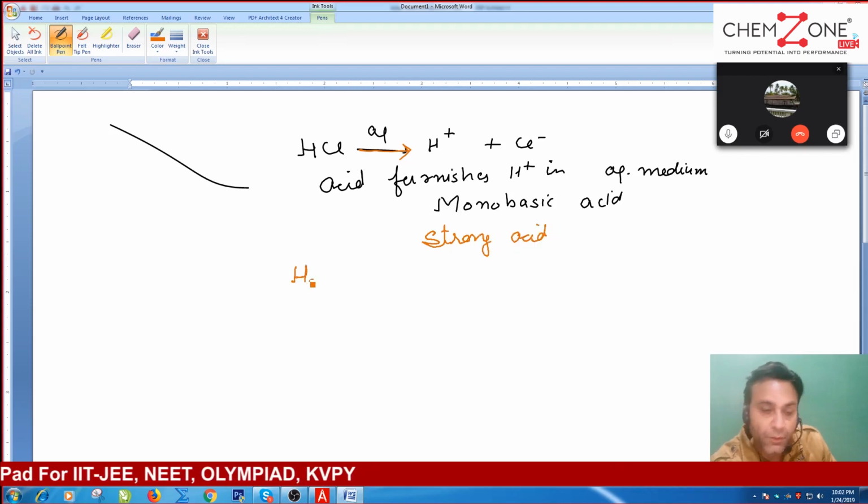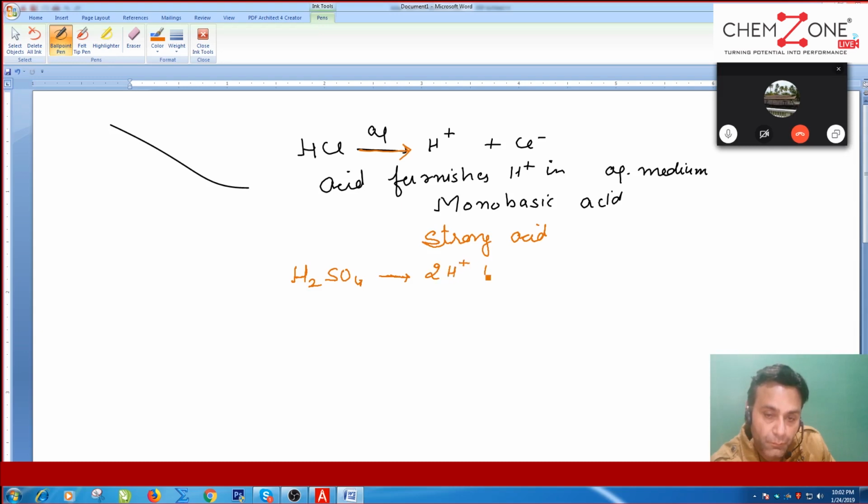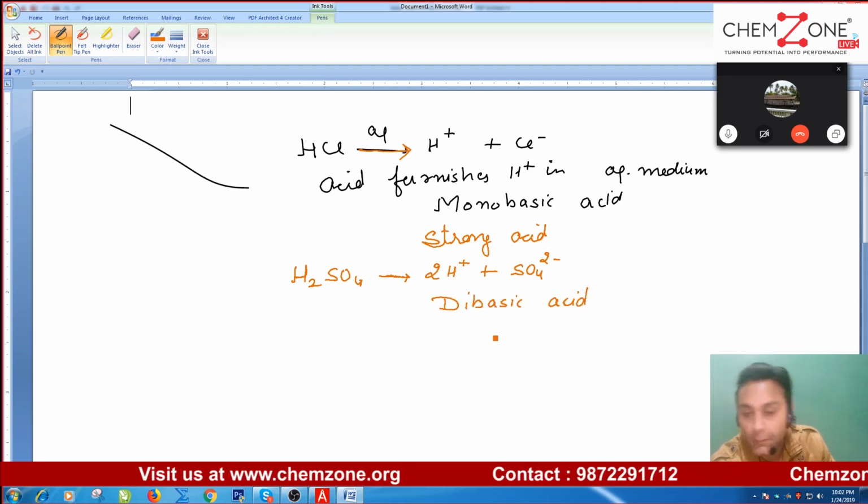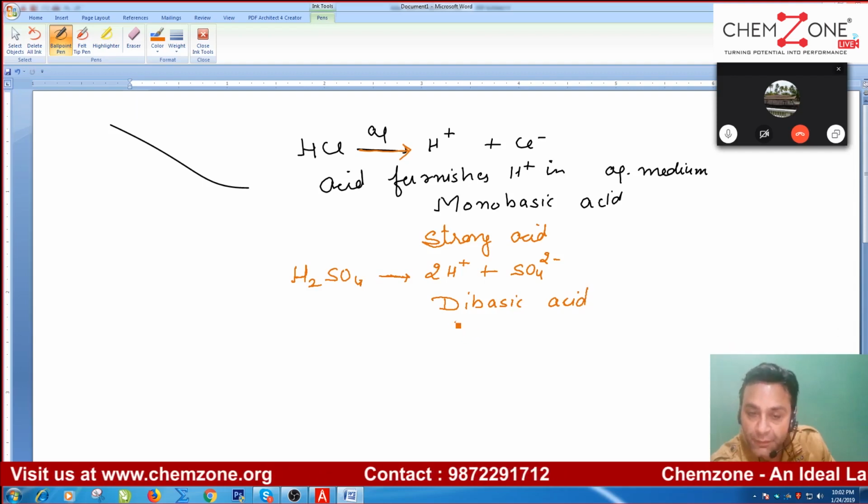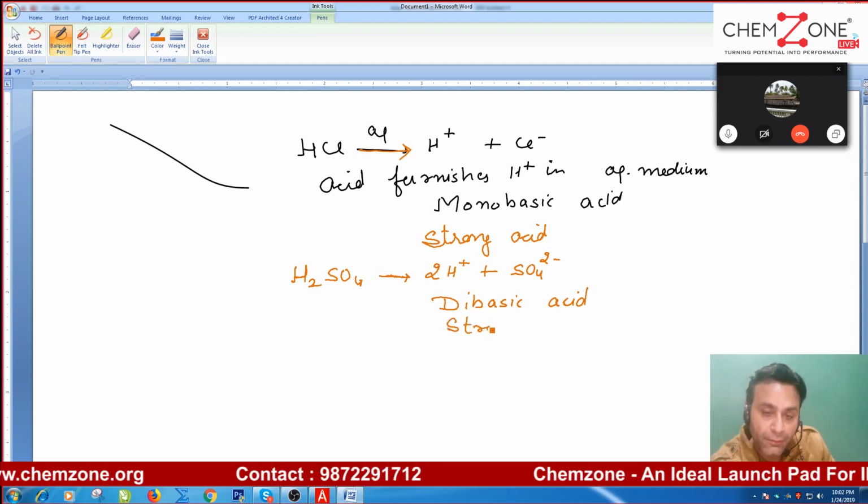What about this one now? Sulfuric acid. How many H positive ions can it give? 2. So this is a dibasic acid. It is giving 2 H positive ions and it is again a strong acid.